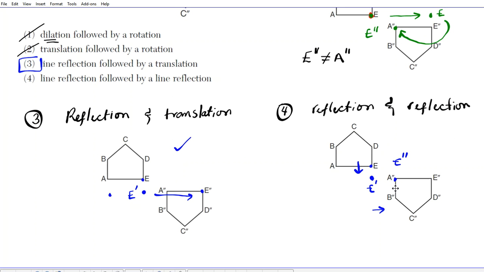So what you have is a situation where E double prime and A double prime are on top of each other. Are they the same? The answer is no. E double prime is not equal to A double prime. So this sequence of transformations does not work also. So we can clearly see that the answer is option number 3.